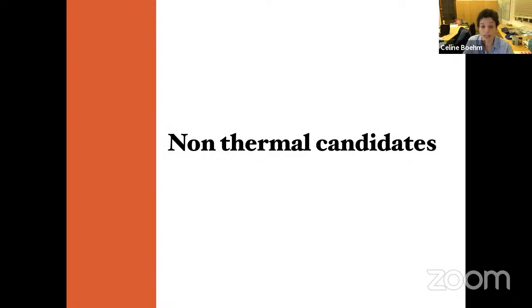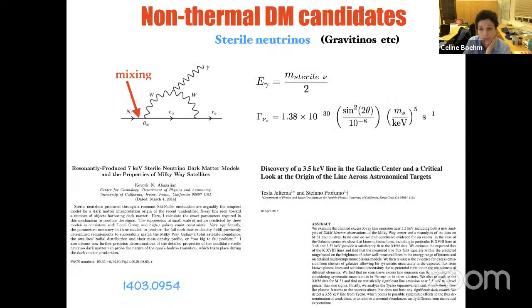Now the non-thermal candidates. So what if the dark matter was not produced thermally in the early universe? One of those cases would be, for example, what we call sterile neutrinos. So a neutrino which is not exactly the active neutrino but mixed with the active neutrino. In this case, it's a valid candidate, but you have to compute the relic density again. And those candidates, they don't necessarily annihilate, they tend to decay. So you have to compute the decay rate. The expression is written here.